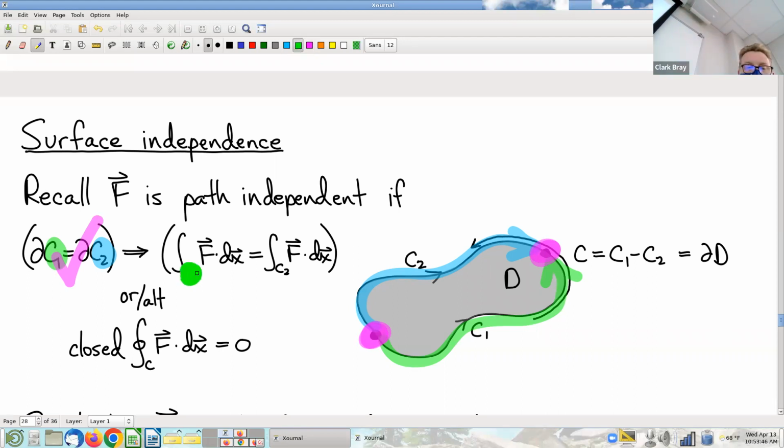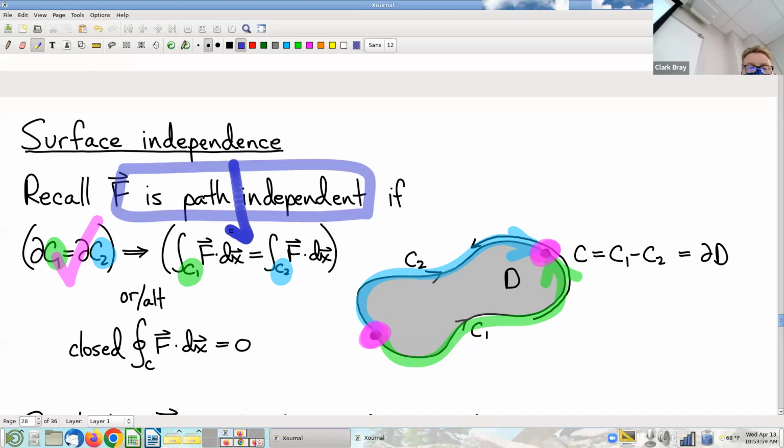Well, that means for a path-independent vector field that the green line integral and the blue line integral are equal. And so this is what path independence means. Path independence means that these will always be equal in this case. Okay, old news, right? We've seen this before. Reminder, you can restate this as all closed line integrals have to be zero.